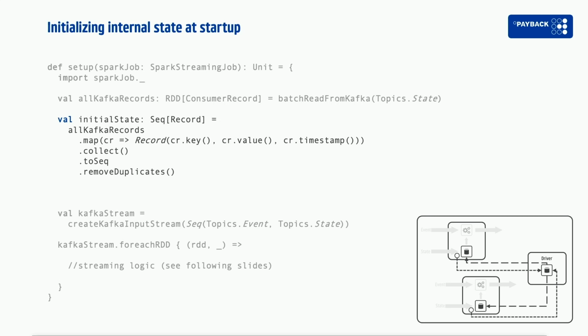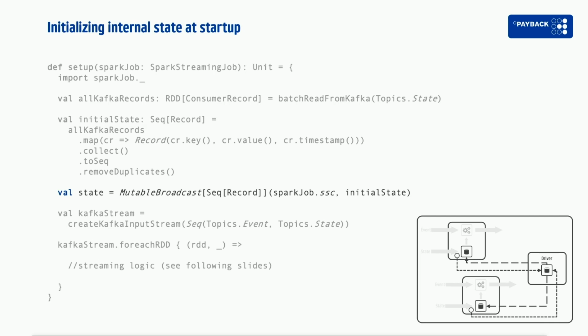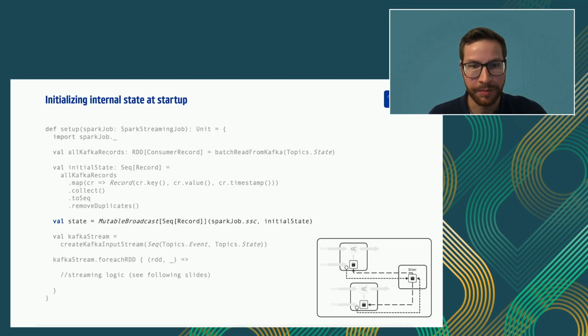The next step is that we map this RDD of consumer records to an RDD of our own class, which we called record. Then we collect it to the driver and remove duplicates. Again, for simplicity, I won't show the code of this remove duplicates method, but it's pretty simple. It's just grouping by key and only keeping the newest timestamp. And then the last thing we do is we instantiate a mutable broadcast with this initial state. Mutable broadcast is this class which you just saw on the previous slide. And by instantiating this, we broadcast the initial state to all executors.